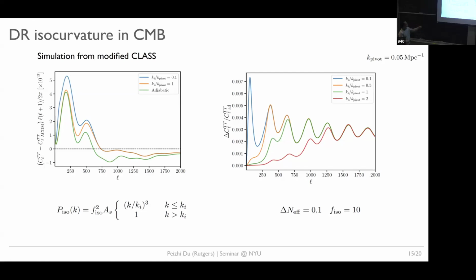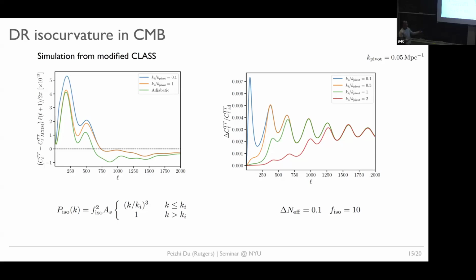For these two different curves, first we look at the large L behavior. They are the same: the blue and the orange approach the same value for large L. Large L corresponds to large k, because they are probing the same plateau of this isocurvature power spectrum. That's why they approach the same value. But they deviate at different scales, because that is where the k_i transition happens. For large k_i, the transition starts earlier, and they deviate from this behavior. Eventually they approach the adiabatic one.